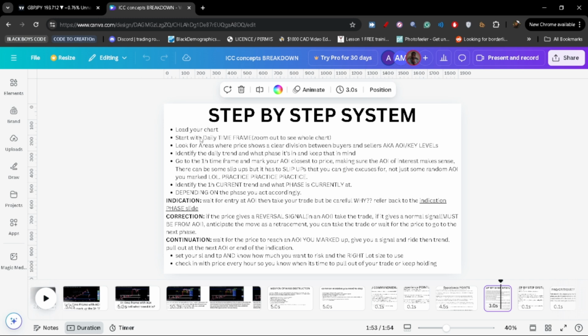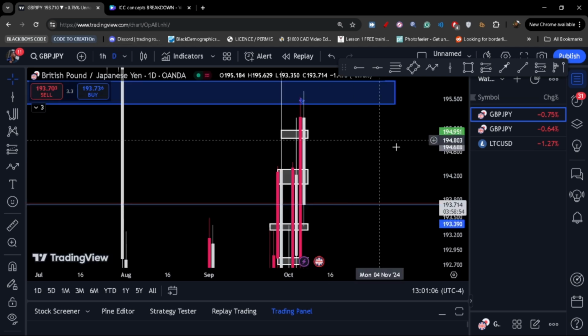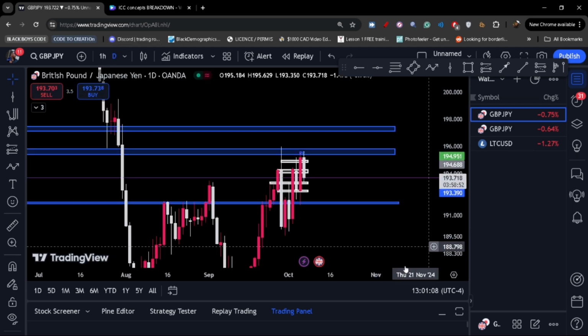So the first step is load your charts. Second step is start with the daily time frame. You zoom out to make sure you look at the whole view of the chart. In this case here, I only use 2 time frames, the daily and the 1 hour time frame. You should know this by now, right?